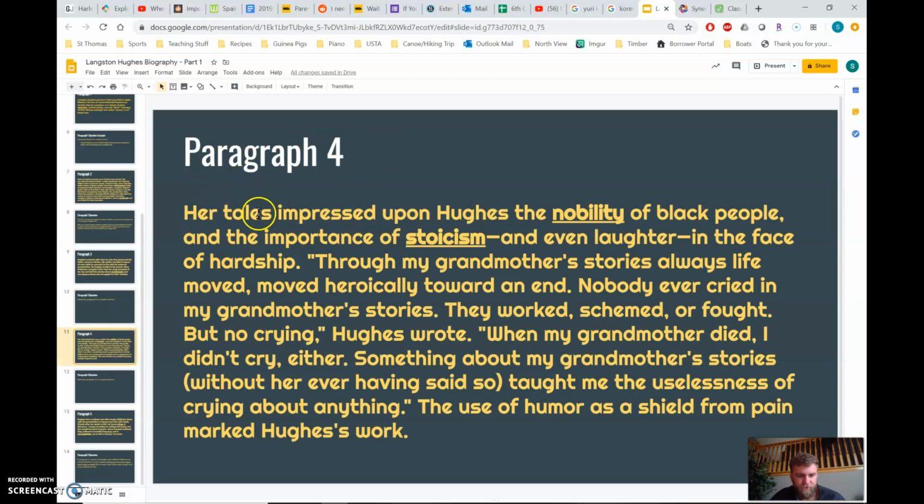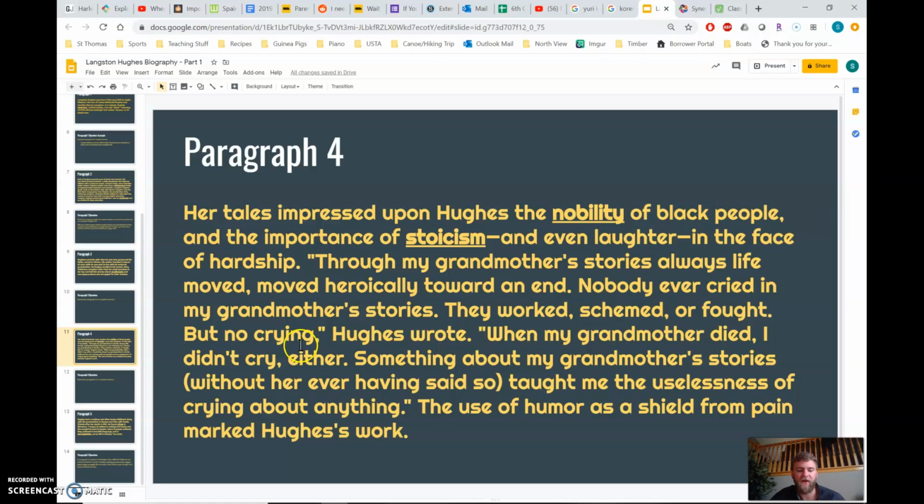Paragraph 4. Her tales impressed upon Hughes the nobility of black people and the importance of stoicism and even laughter in the face of hardship. Through my grandmother's stories, always life moved heroically toward an end. Nobody ever cried in my grandmother's stories. They worked, schemed, or fought, but no crying, Hughes wrote.